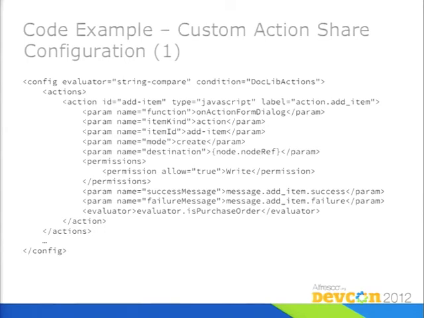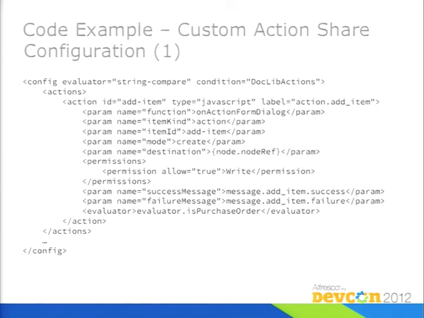And we're basically saying here, this is just setting up this action here. Saying you need write permission on the node that you're acting on to be able to do it. Just some UI messages. We've then got this guy at the bottom, this evaluator, so we can set up custom evaluators within Share that decide when actions appear and things like that. So in this case, we've registered an evaluator in the Share Spring configuration that basically says, is this a purchase order?